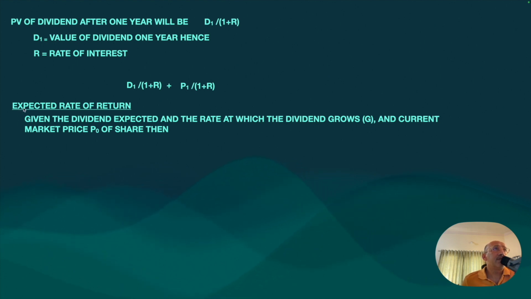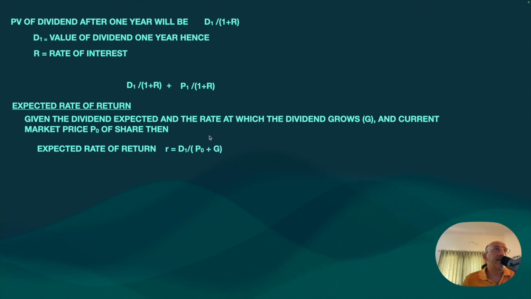Now coming to the concept of the expected rate of return, the expected return is this R. Inversely, we can get the value of this expected rate of return if we know the dividend and the future value of the share. So given the expected dividend, the rate at which the dividend grows, that is G, the growth of the dividend, and the current market price P0 of the share, the expected rate of return can be calculated using the formula D1 divided by the present value of the share plus the growth rate of the dividend.